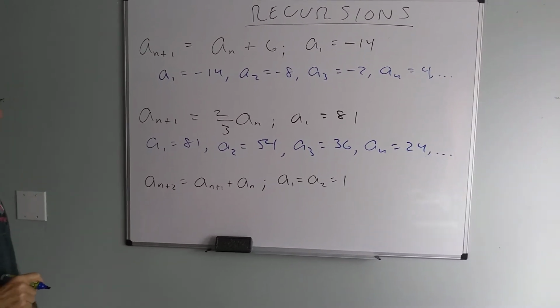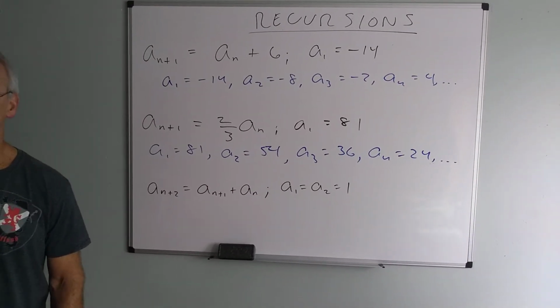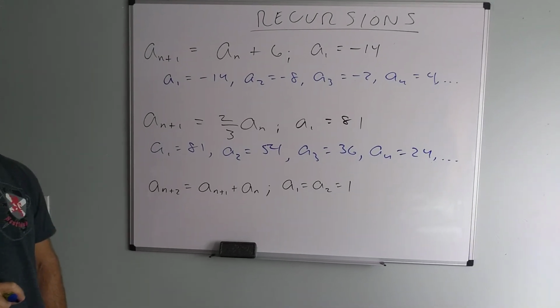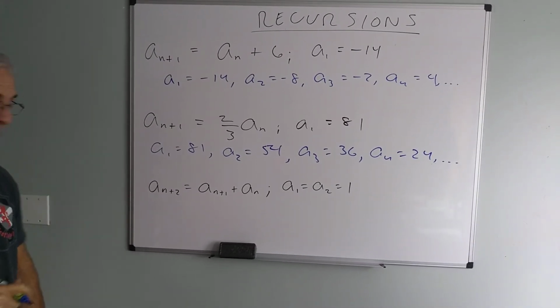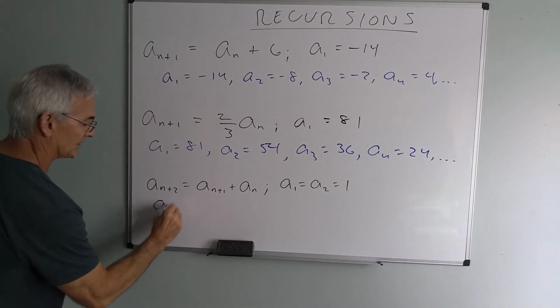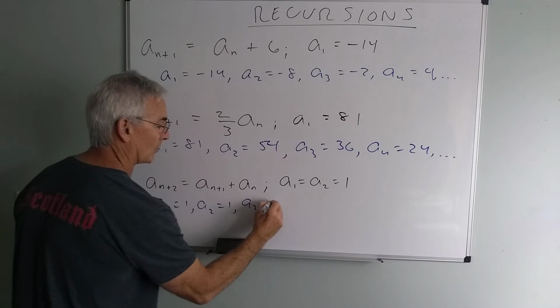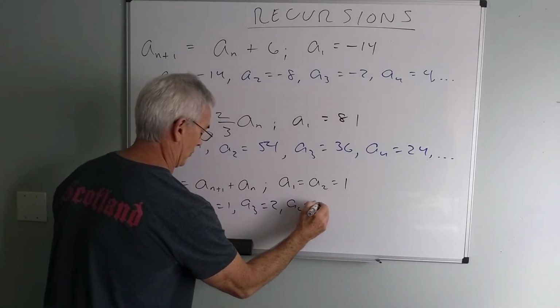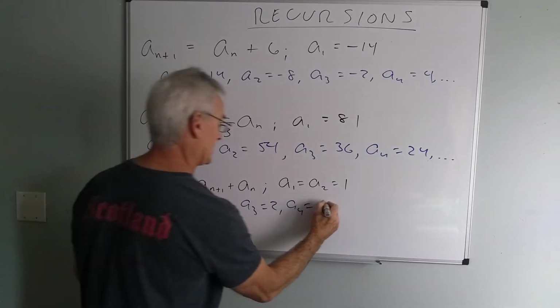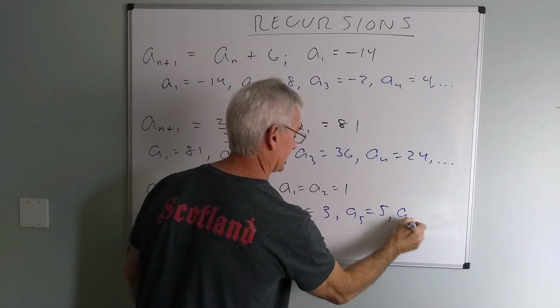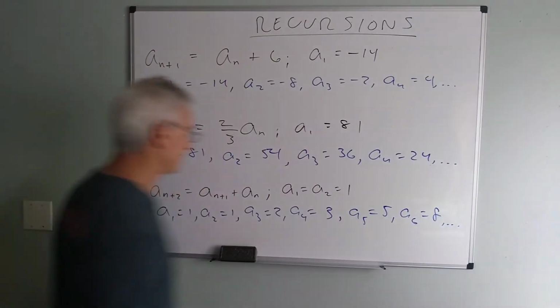The last one, though, is a more complicated type of recursion, the type we're going to spend more time on. This is one where it's not actually simple to come up with a general term, but I can produce all of the terms in a row. So in this case, I know that A1 and A2 are 1, A3 therefore is 2, A4 is 3, A5 is 5, A6 is 8, and so on.